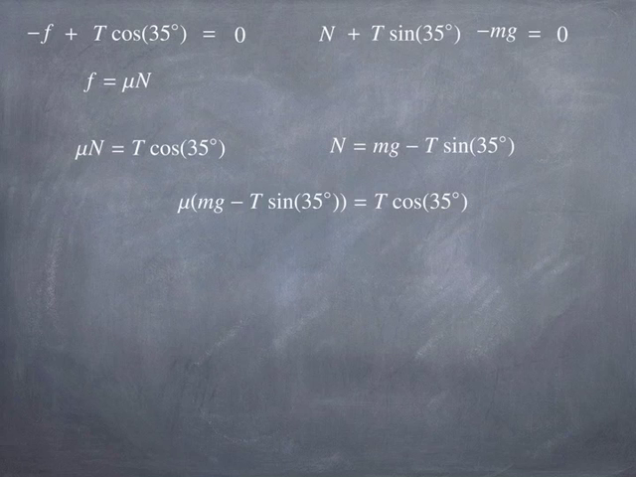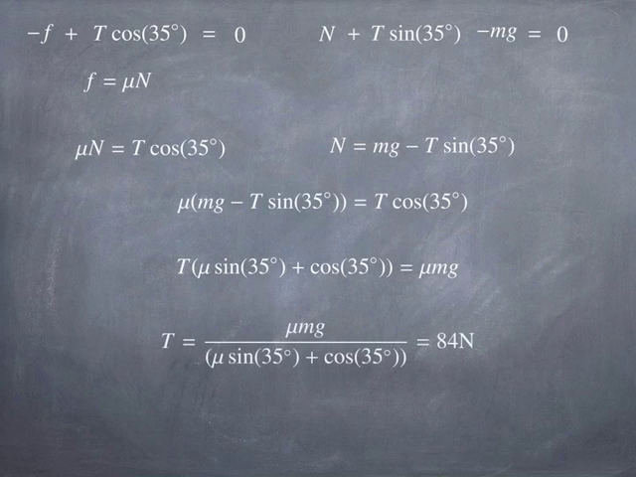I can expand the binomial on the left, collect terms with factors of T, and then factor the T out. I end up with something like this. And then I can just solve for the tension. And you can see that it comes out as 84 newtons. And this is also done in the textbook, in the example. You can take a look at that. But that's how it's done.